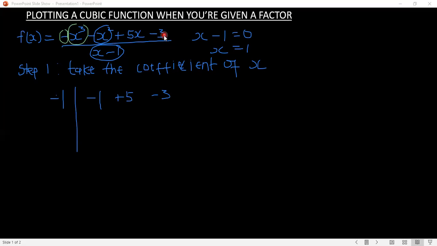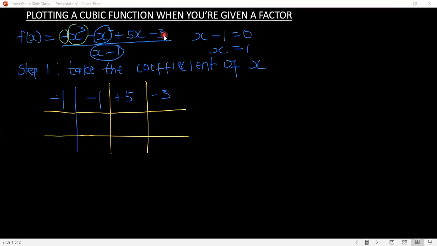Then you divide your table, guys. Let me use another color. So you divide the table like this. Then there is your table. After that, you put 0 here. Then you put a plus sign here. Now we are going to start our magic, guys. This method is called synthetic division.